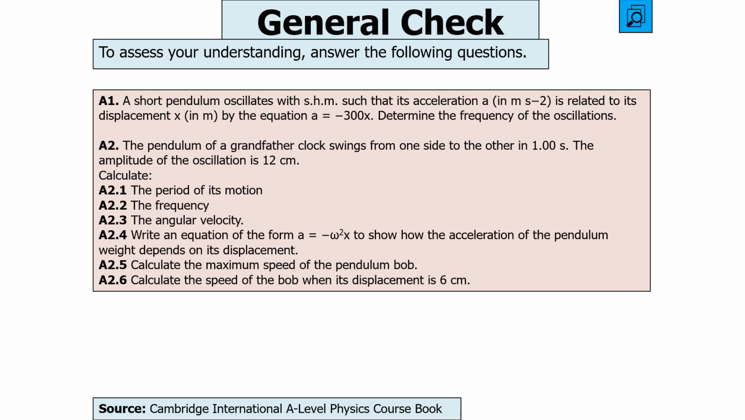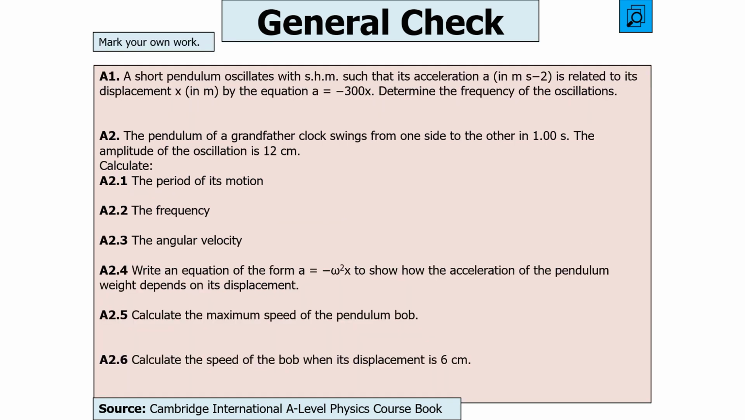Then the pendulum of a grandfather clock swings from one side to the other in 1 second. The amplitude of the oscillation is 12 centimeters. Work out the period of its motion, the frequency, the angular velocity. Then write an equation in the form of a equals minus omega squared x to show how the acceleration of the pendulum weight depends on its displacement. Then calculate the maximum speed of the pendulum bob, and then calculate the speed of the bob when the displacement is 6 centimeters. So pause the video now, then unpause the video when you want to go through your answer.